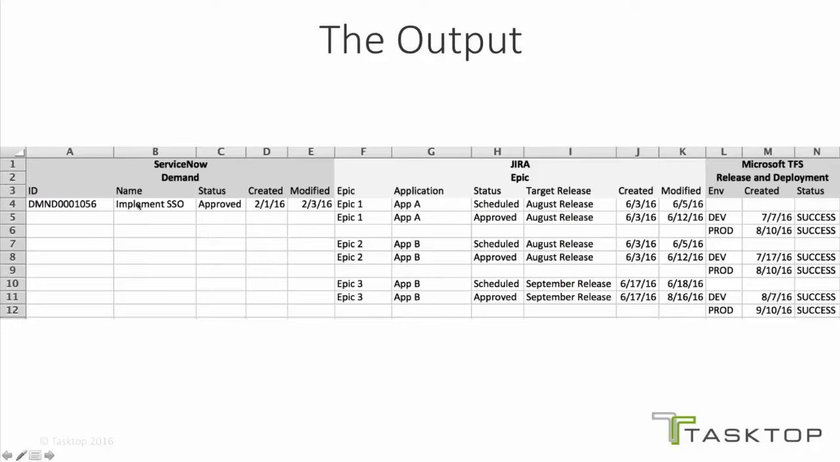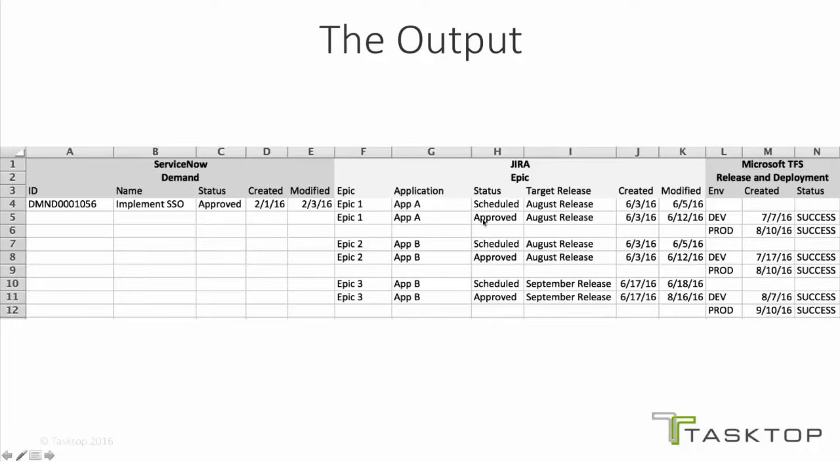This is a basic one that I put together in Excel based on everything that we've extracted. We can see that we've got this demand. We know when it was created as well as when it was approved. I can see that there are 3 epics associated with it across 2 applications. And then I know when those were successfully deployed into development and into production environments. So now we've got that level of detail, that end-to-end cycle time, if you will. February 1st is when we started. The last code was deployed into production on September 10th, and that gives us the end-to-end.